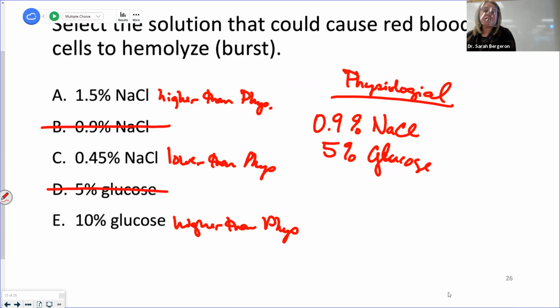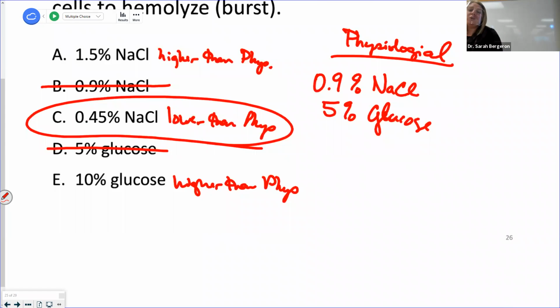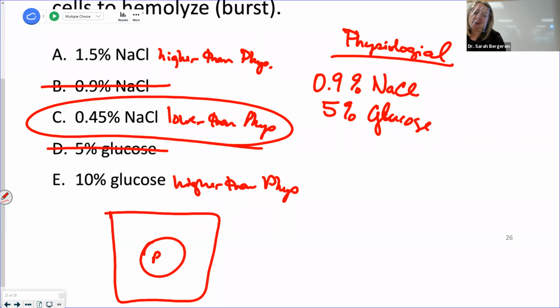So let's talk about this lower than physiological condition, right? So why would this cause the cells to burst? If I have my beaker, I have my red blood cell, and my red blood cell is 0.9%. I put it in a solution that is 0.45%.